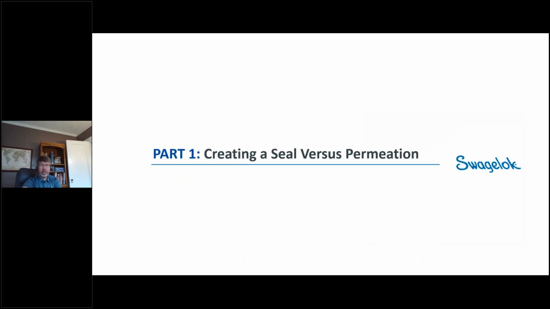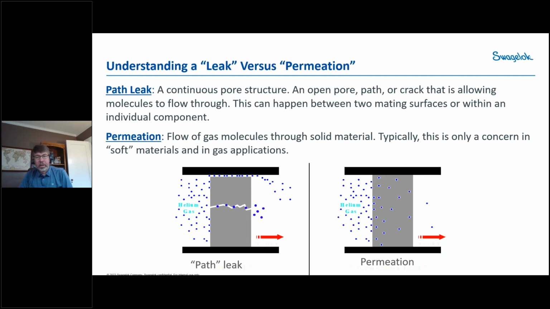So with that, let's get into what creating a seal is versus permeation. When we create a seal, which is what the gray piece is intended to be in those pictures below, it's basically there to stop molecules, gas or liquid, on one side from reaching the other side. That's what a seal is. When these molecules reach the other side, we consider that a leak. There's two types of leaks, a path leak or permeation. A path leak is typically what we think of as a leak.